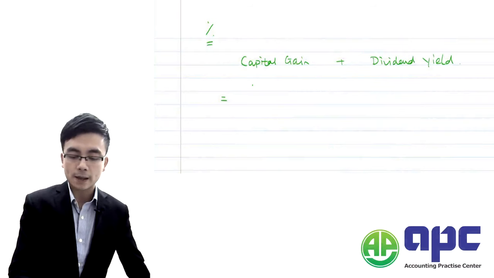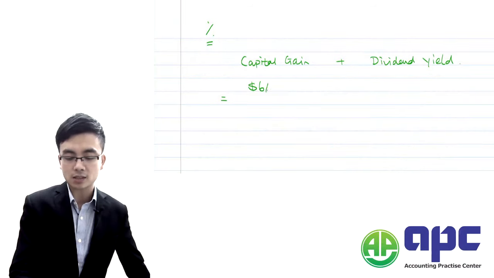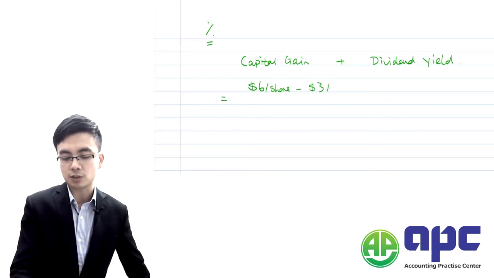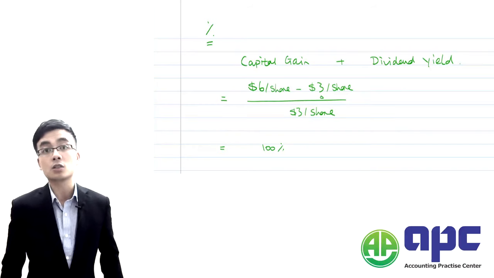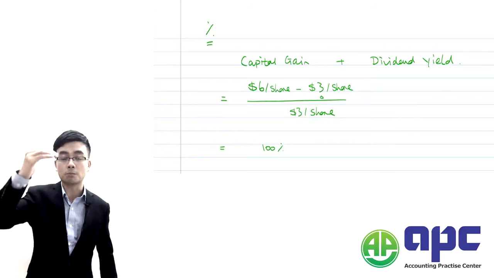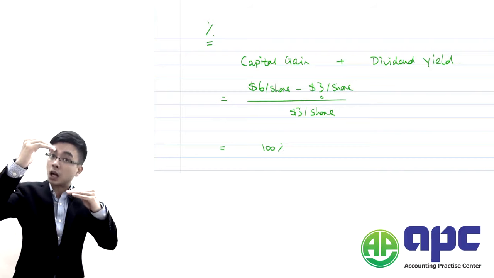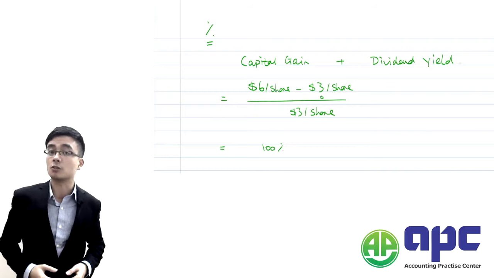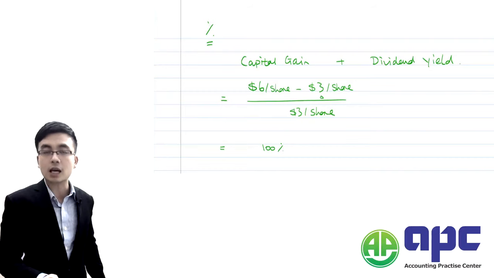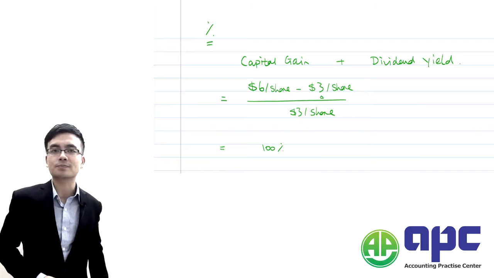We're going to say, now the share price is $6 per share, and one year ago the share price is $3 per share. I'm going to divide by the second one, which is $3 per share. And that means the capital gain is 100%. So the share price is double, $3 times 2 will give you $6. That's how we calculate the capital gain.